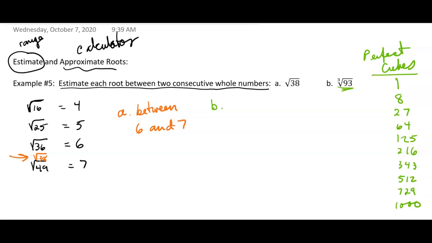Now, we want the cubed root of 93, so 93's got to be in here someplace, right? Because you got 64 and then it jumps to 125. So the cubed root of 93 is going to be between, now, what was it here? That was a 4 cubed. And what was it here? That was a 5 cubed. So between 4 and 5. And that's how we're estimating those.